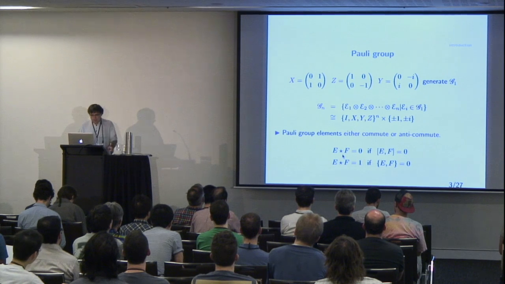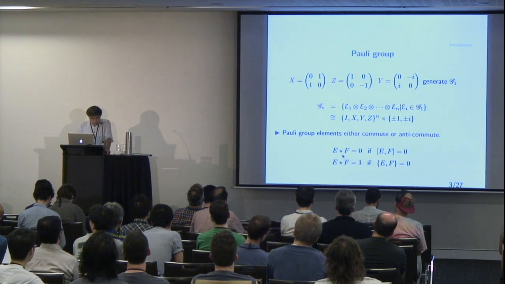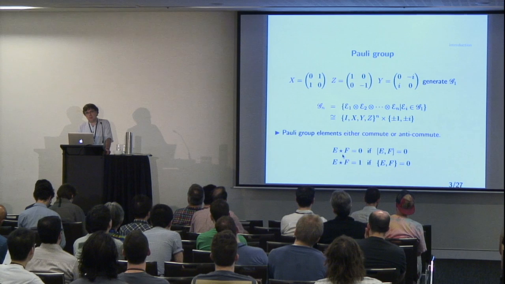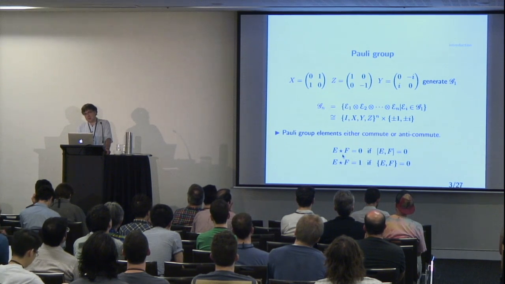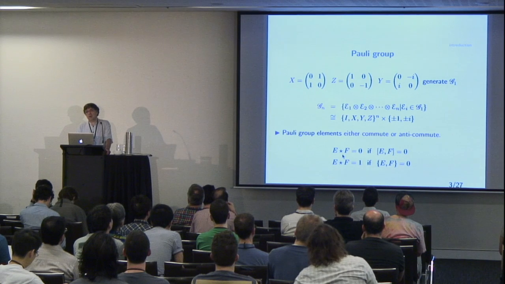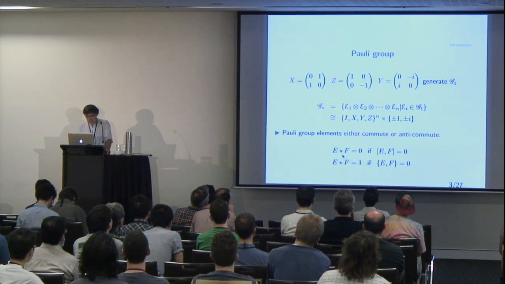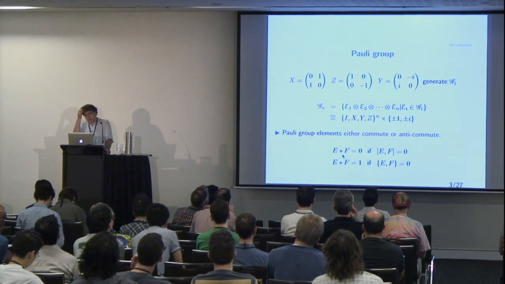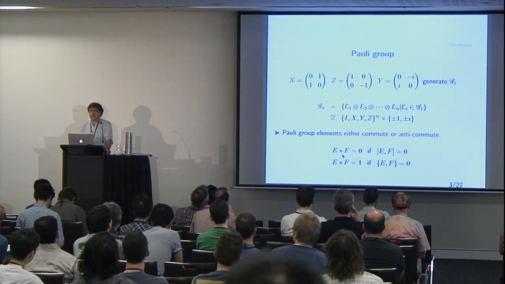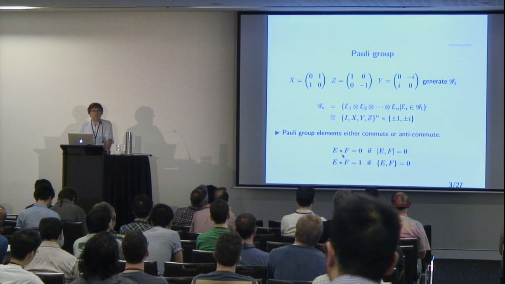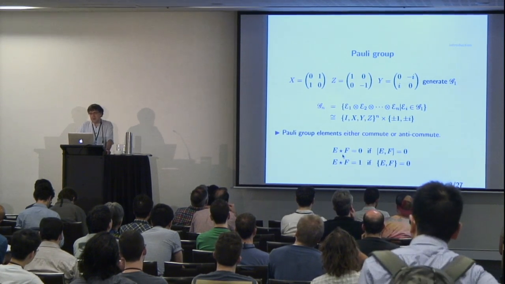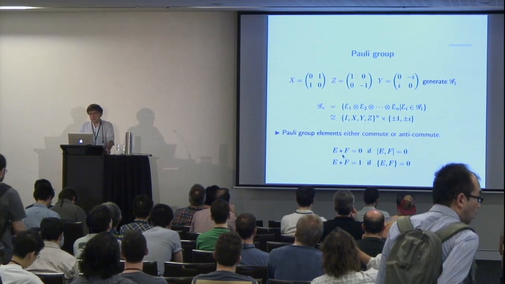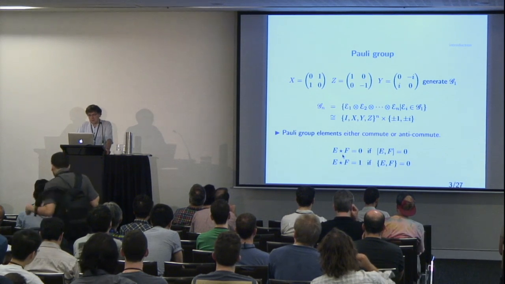Well, now let me try to explain in a few minutes what a quantum LDPC code is and how it differs from classical LDPC codes. To define this class of codes, I will need the Pauli group, which everybody knows. So you have this X, Y, and Z. X, which is the qubit flip, Z, which is the phase flip, Y, a combination of them.